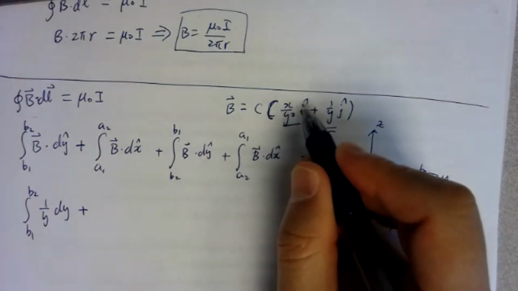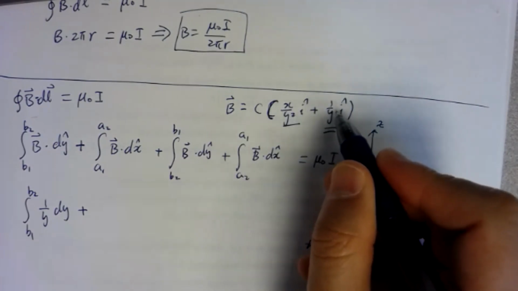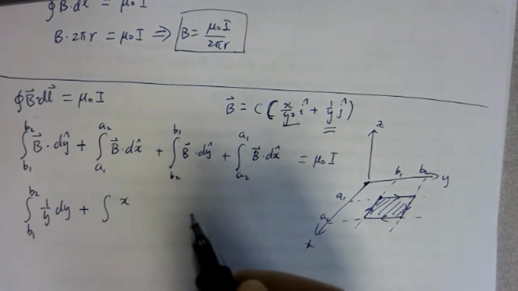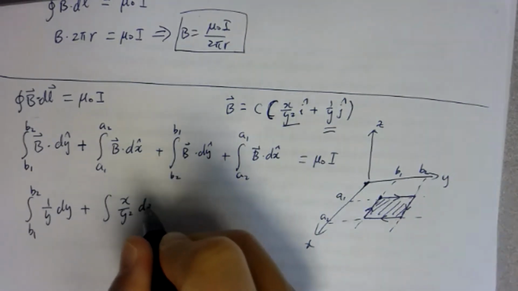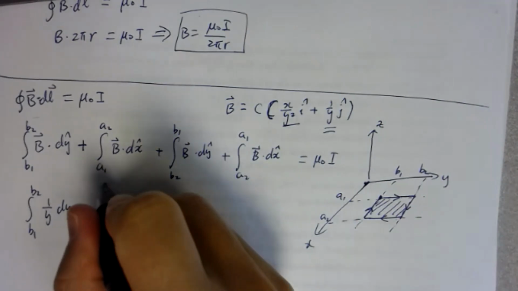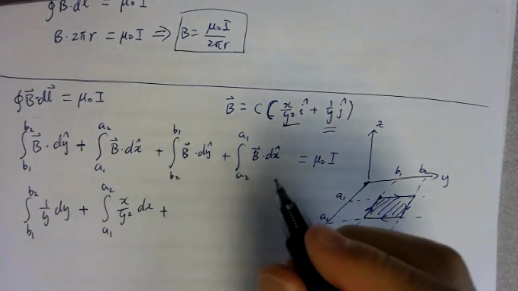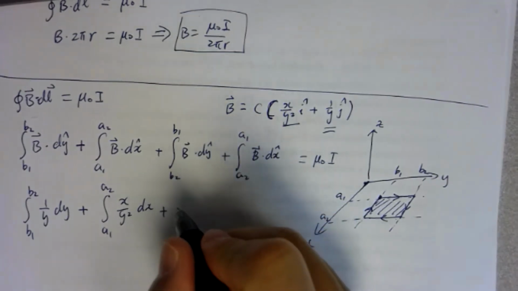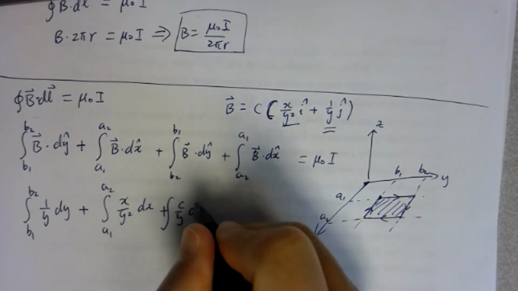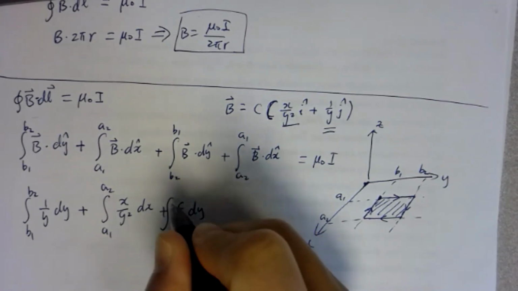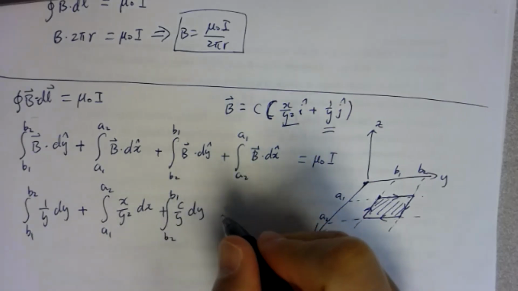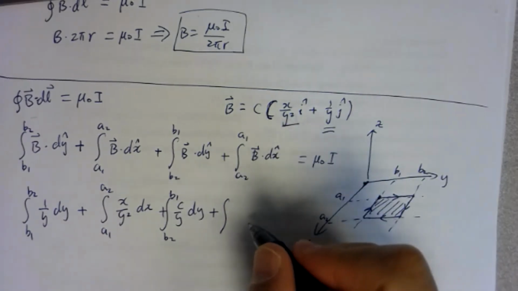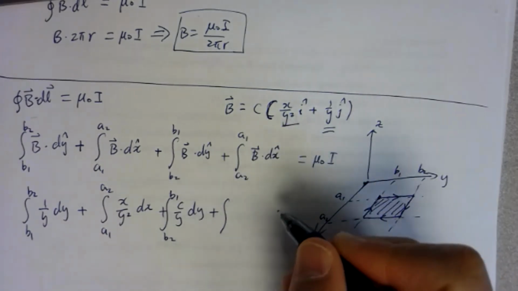Plus, for the second one, B dot dx, this one having the right value and this one dotted with that one will be 0. So that will be x over y squared dx from a1 to a2. Similarly, this one would only have the y component, so c over y dy from b2 to b1, and plus again that guy.